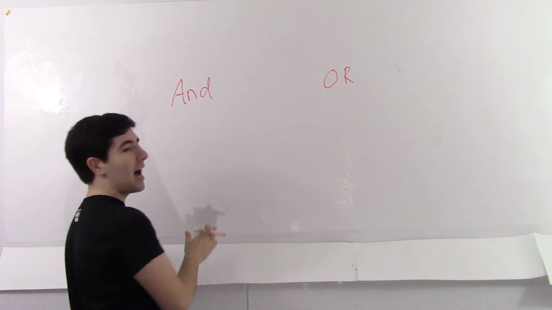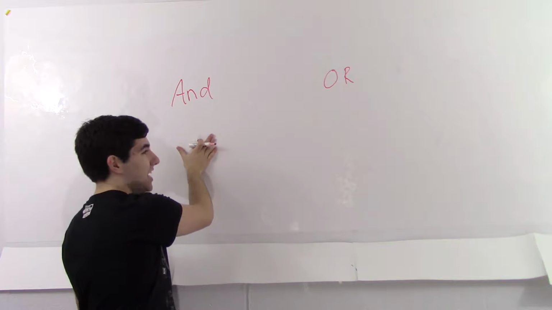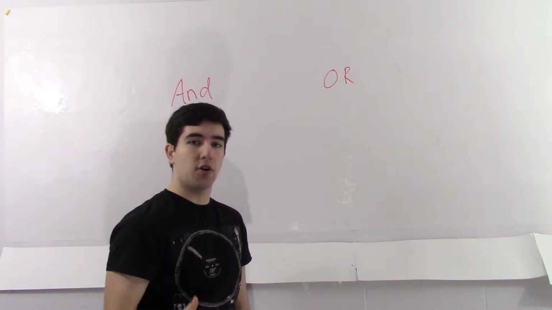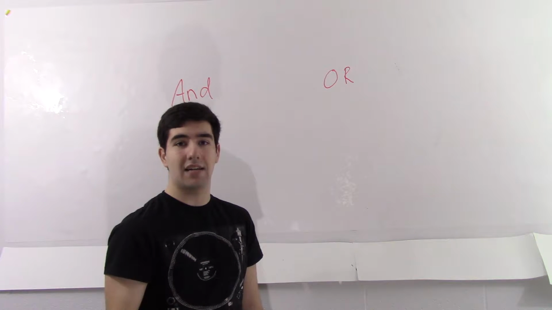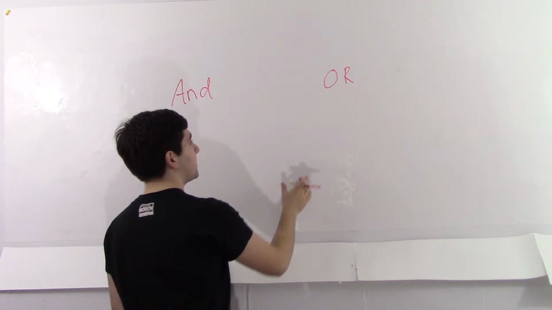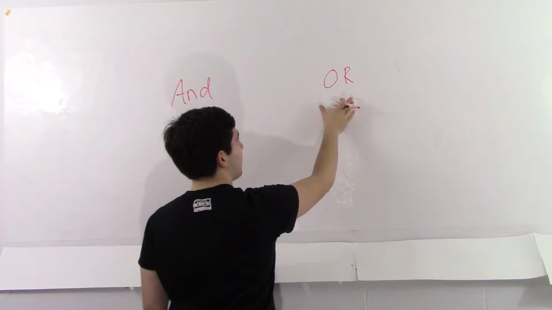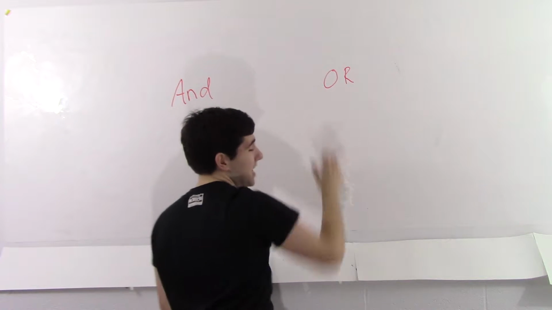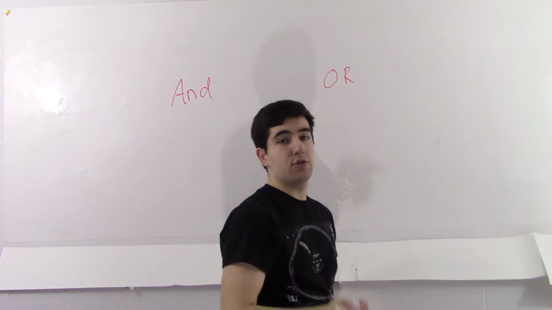If I say I am in math class and English class, that wouldn't make any sense. That's a false statement because you can't be in two classes at once. But if I say I'm in math class or I'm in English class, that's absolutely possible, so it's a true statement.